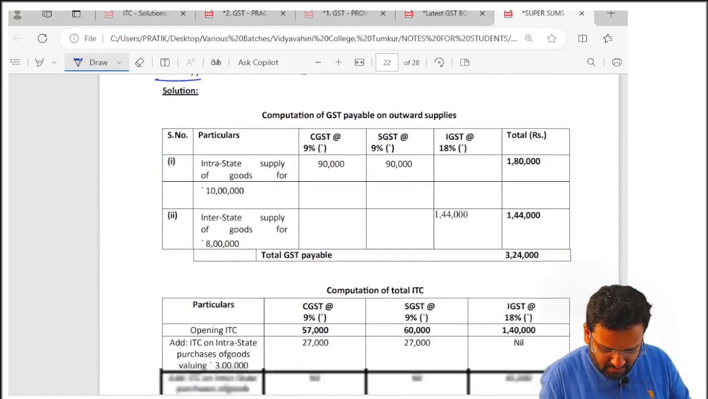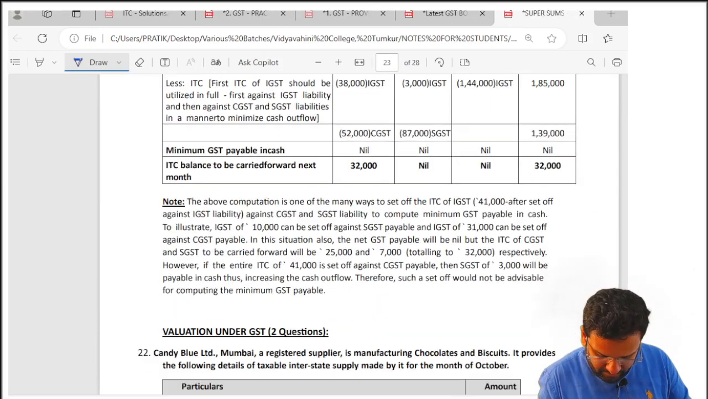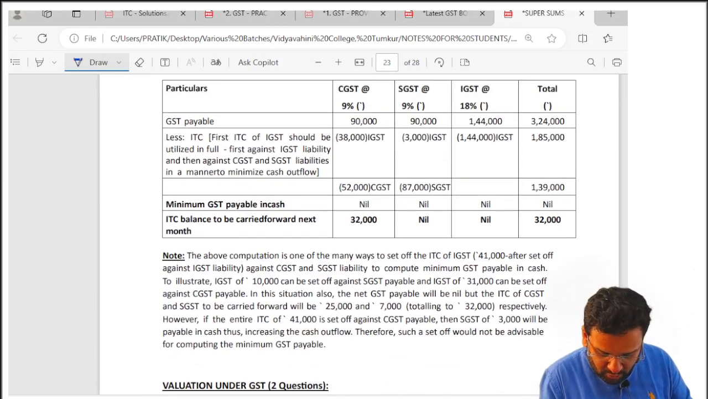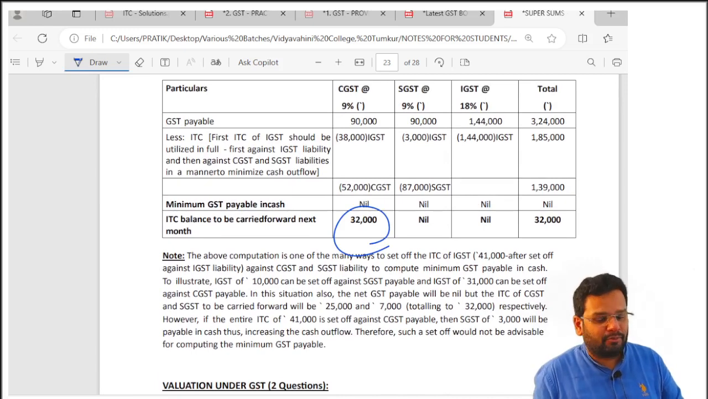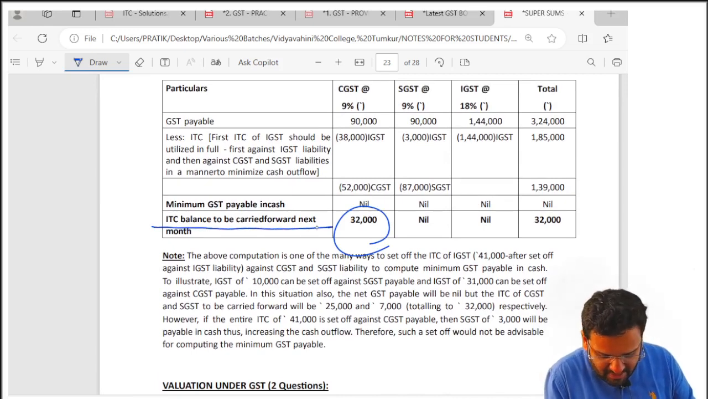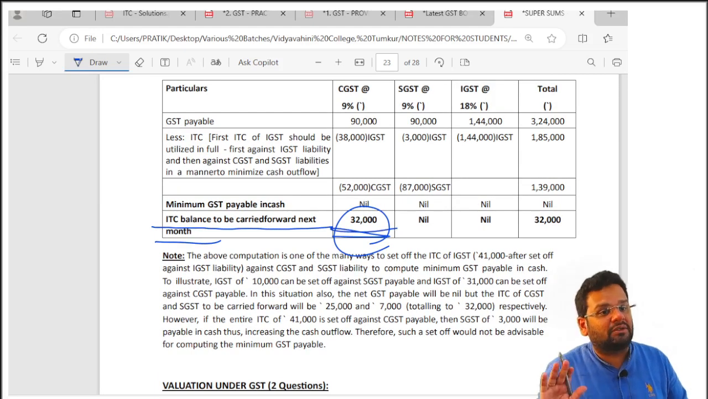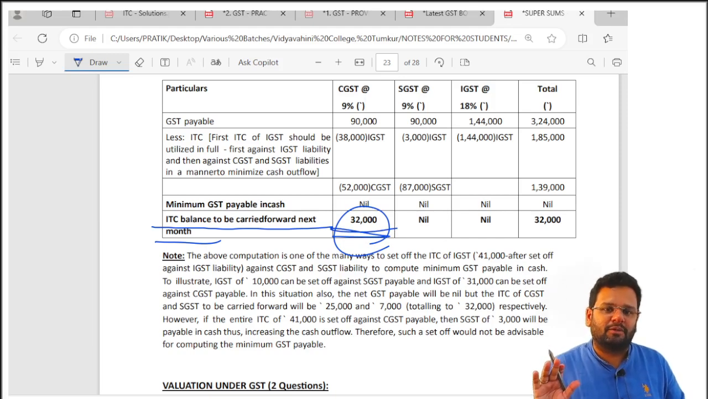Institute might have got some different answer, but the ITC balance to be carried forward is in total 32,000. That's what matters.